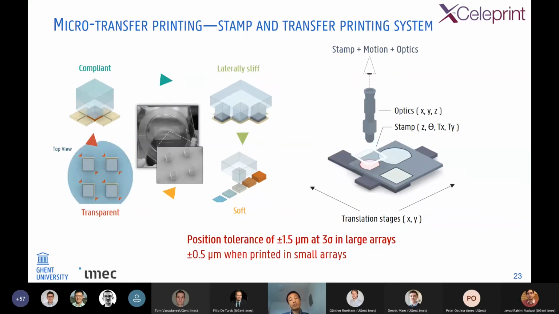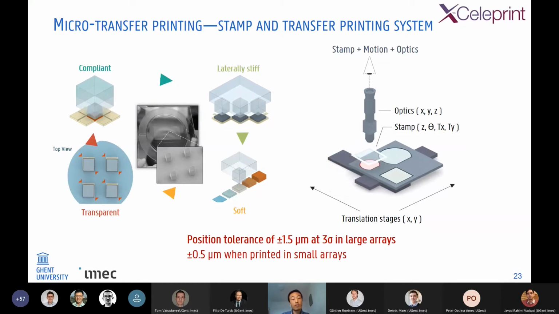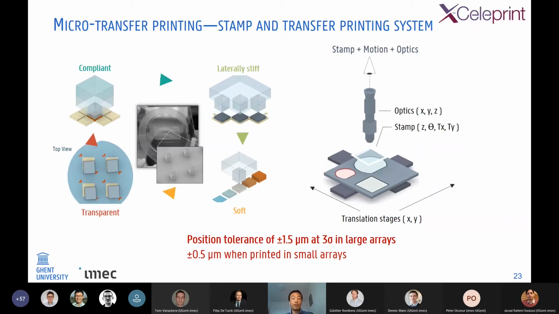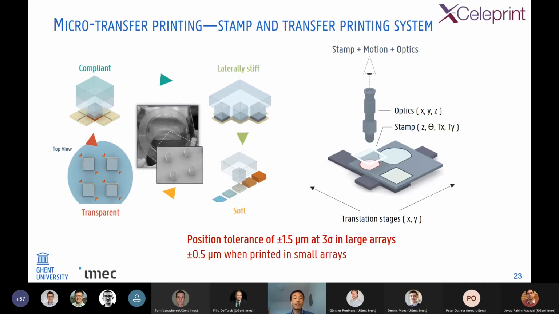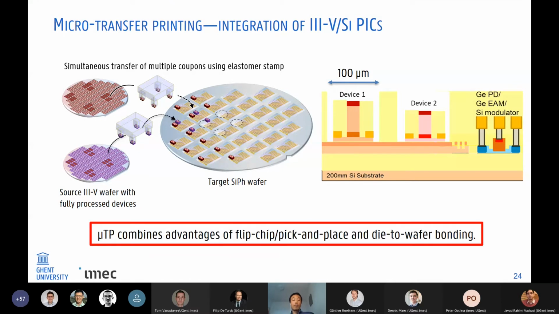One thing I have to mention is that the position tolerance of this system is around 1.5 micron. We can do better if we transfer print a small array of devices. So with transfer printing, we can integrate different devices close to each other, and we don't need to open a big area of the backend layers.